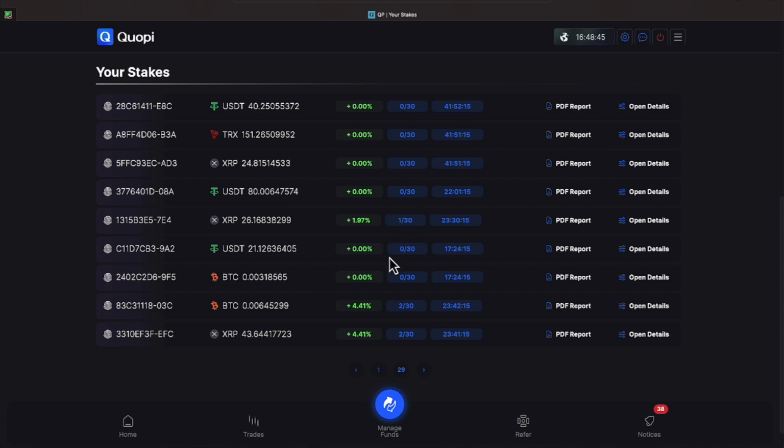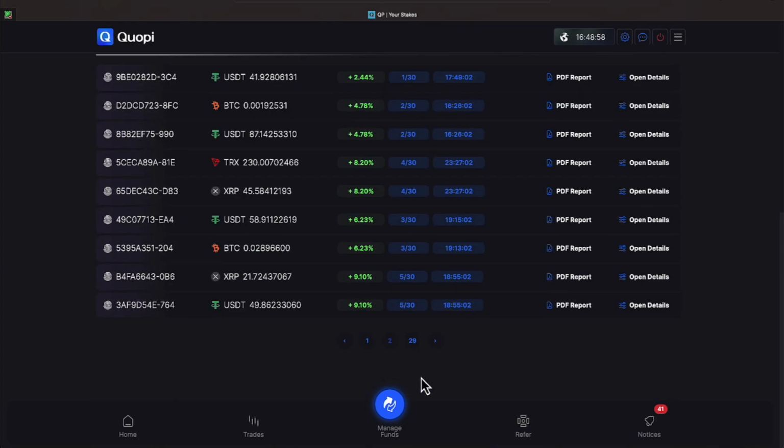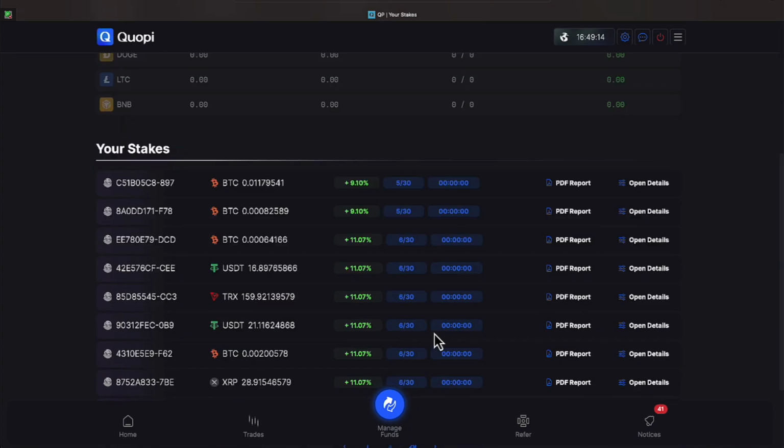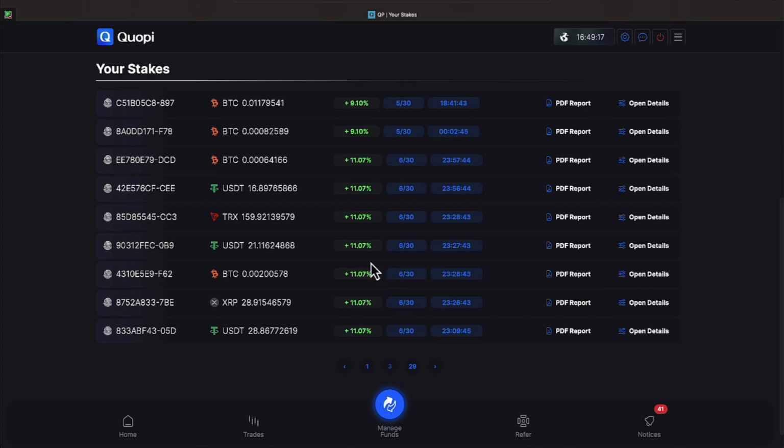And then if we look over here, we have some zeros and we have a one. On one trading day, Quopi has achieved for us a 1.97% return. If we jump down to this next line, Quopi has achieved a 4.41% for our stakes that have been in place for 2 days. And for 3 days stakes, Quopi has achieved a 6.23. And 4 days, Quopi has achieved an 8.20. And 5 days, Quopi has achieved a 9.10.